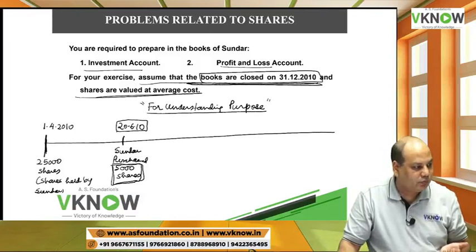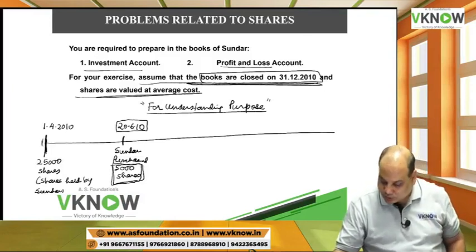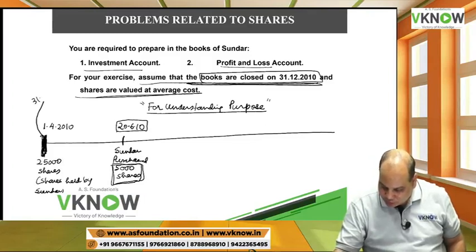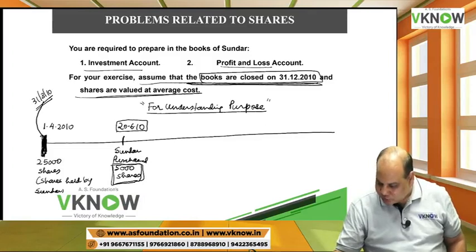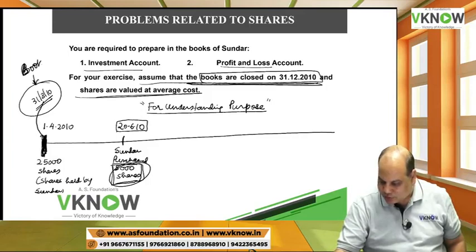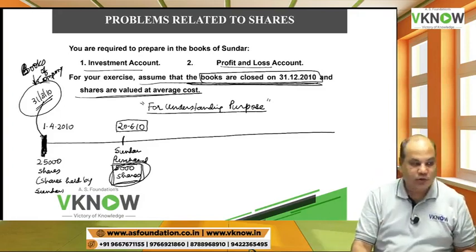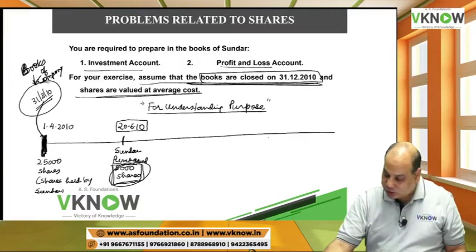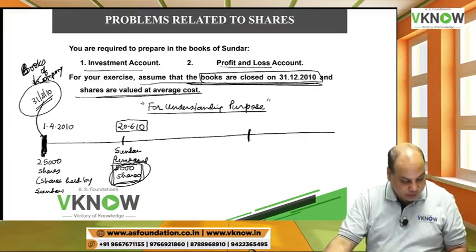5,000 share was there in the books of the company. Suppose this is 31st March 10. This 5,000 share will exist in the books of company, books of the entity which have issued shares. Sundar was not holding, someone else was holding, and then the company declared dividend. Only dividend date you tell me.